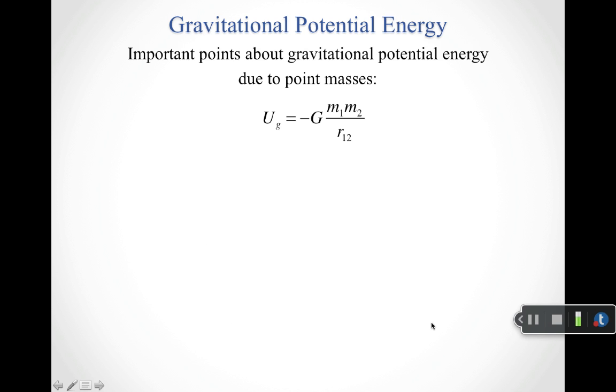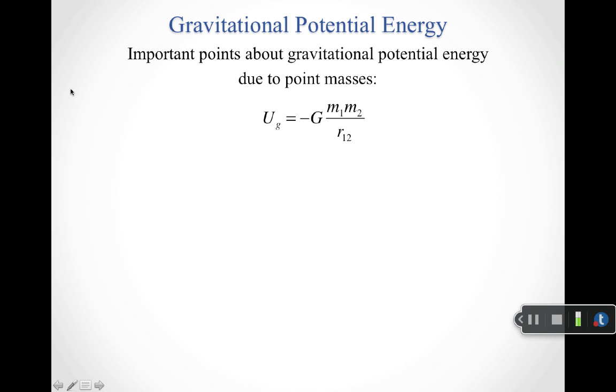All right, so let's think about what this means. Some important points about gravitational potential energy due to point masses. So thing number one is this expression is only valid for point masses. If you've got other things going on, then this one won't work. Now, just like what we talked about with the shell theorem for gravitational fields, we're going to be able to treat most masses as point masses, in almost any problem we would work, at least that we're going to see in this class.